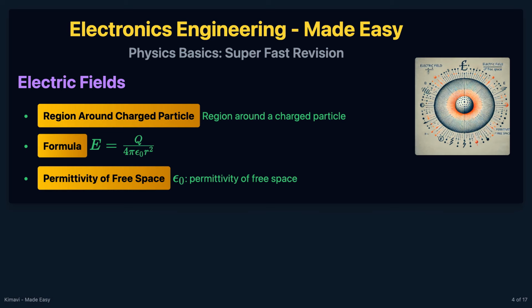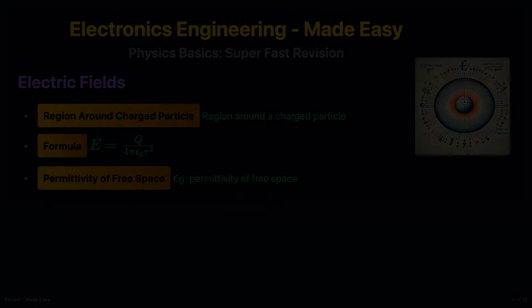The electric field E due to a point charge q at a distance r is given by the formula E equals q divided by 4 pi epsilon naught r squared, where epsilon naught is the permittivity of free space.